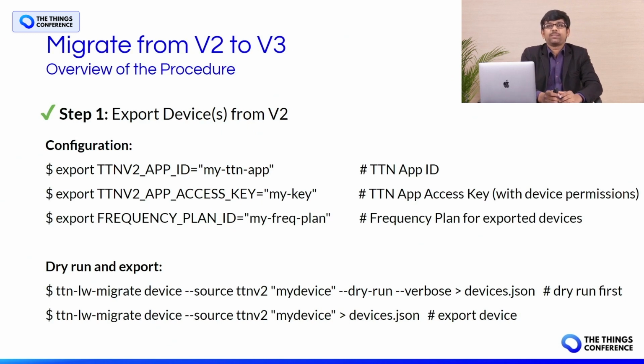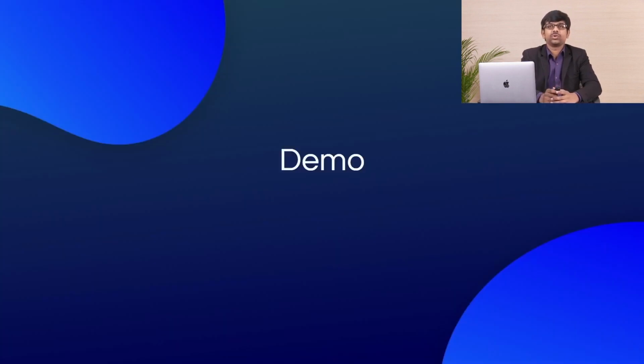You need to configure the Migrate tool. You need to provide the app ID, access key, and the frequency plan ID. Then you can start exporting the device details. Make sure you use the dry run flag before you export the details. Next step is to import the device in V3. Let us take a look at it now.